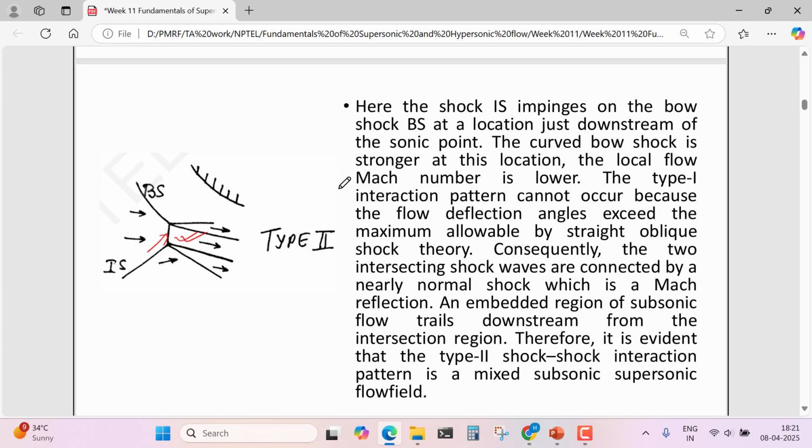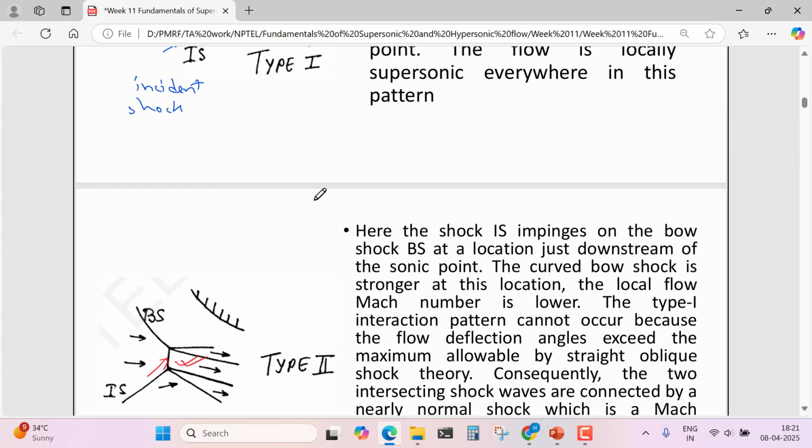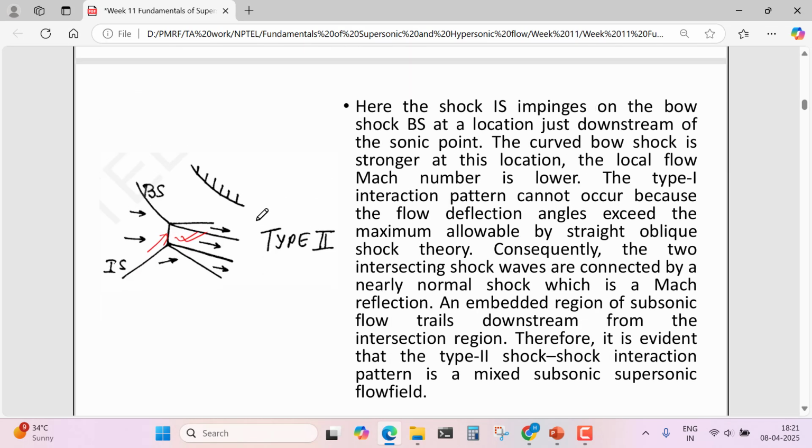Now we will see the type 2 interaction. So in the type 2 interaction, one thing is that before, in the type 1 interaction, you can see that this right running wave angle was also very small. But in this type 2 interaction, this right running wave angle is not small, it is bigger. So this bow shock is not almost a straight line, it will be slightly curved.